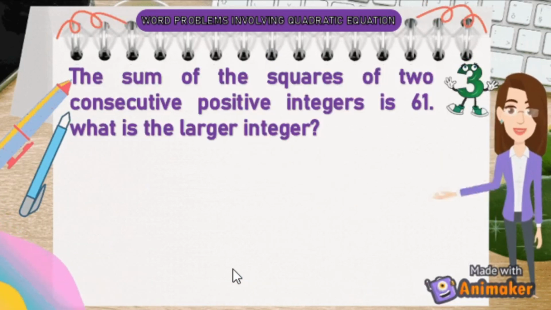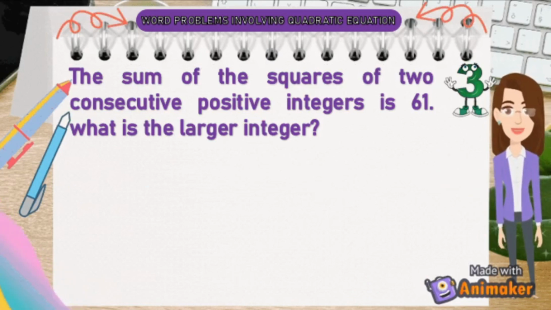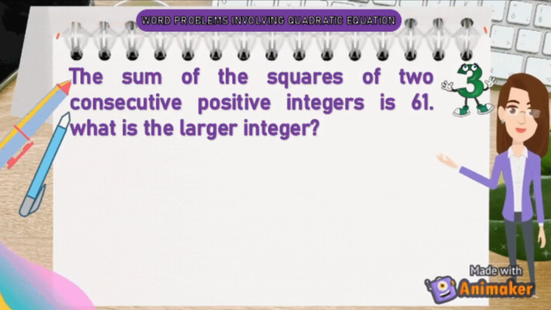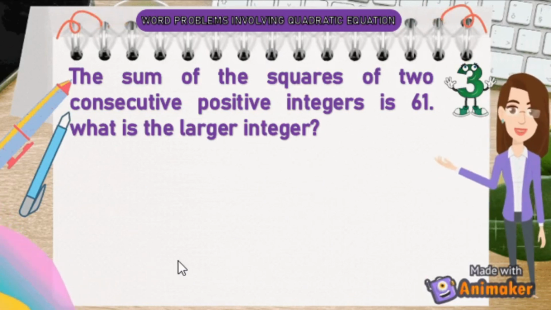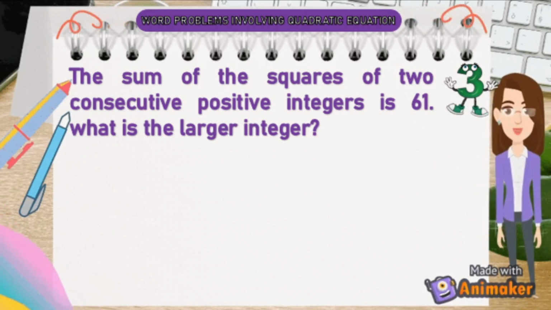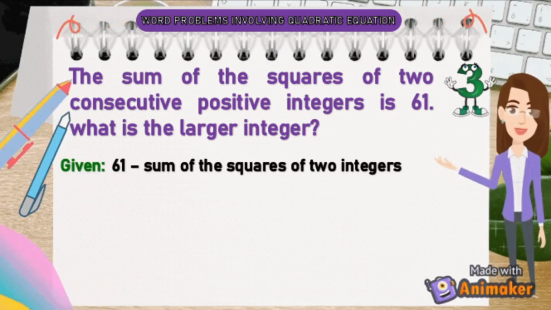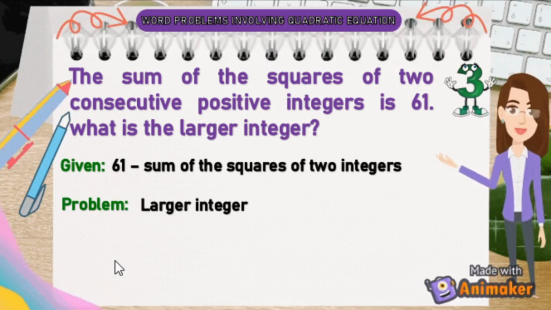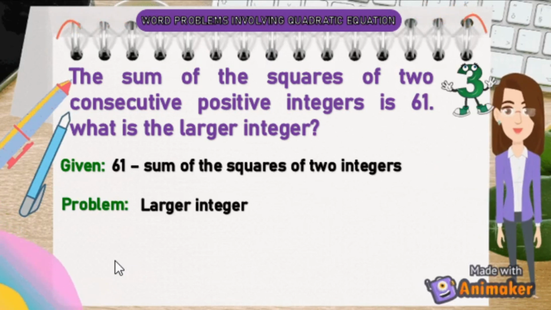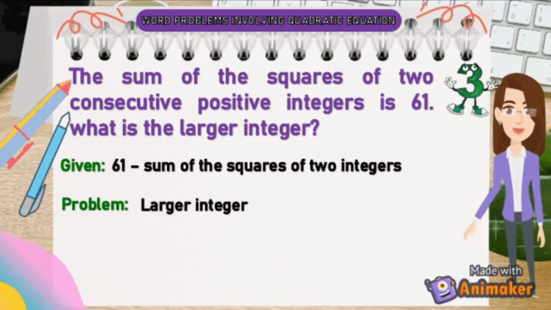Next, problem number 3. The sum of the squares of two consecutive positive integers is 61. What is the larger integer? So, we have number problem. So, 61 is the given, which is the sum of the squares of two integers. And the problem is the larger integer. So, kung ano yung mas malaki sa kanilang dalawa.